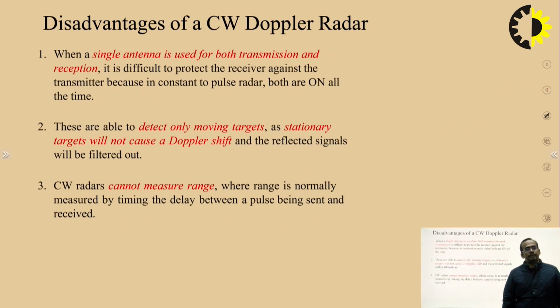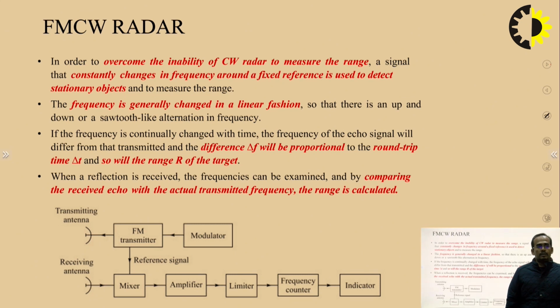Now, disadvantages of a continuous wave radar: when a single antenna is used for both transmission and reception, it is difficult to protect the receiver against the transmitter, because in contrast to pulse radar, both are on all the time. These are able to detect only moving targets, as stationary targets will not cause a Doppler shift and the reflected signals will be filtered out. And CW radars cannot measure range, where range is normally measured by timing the delay between a pulse being sent and received.